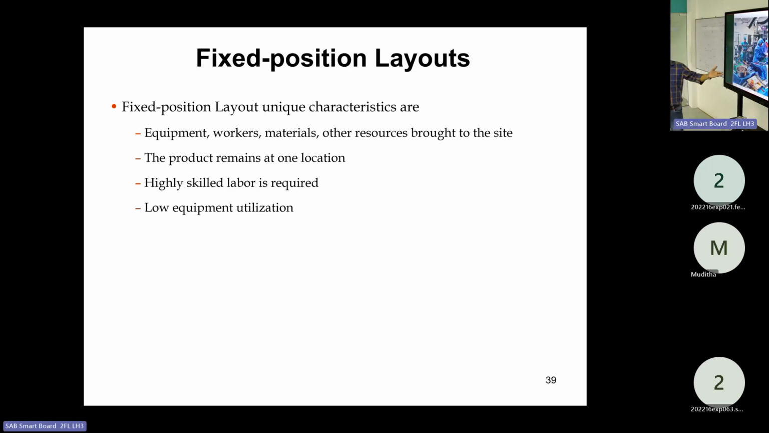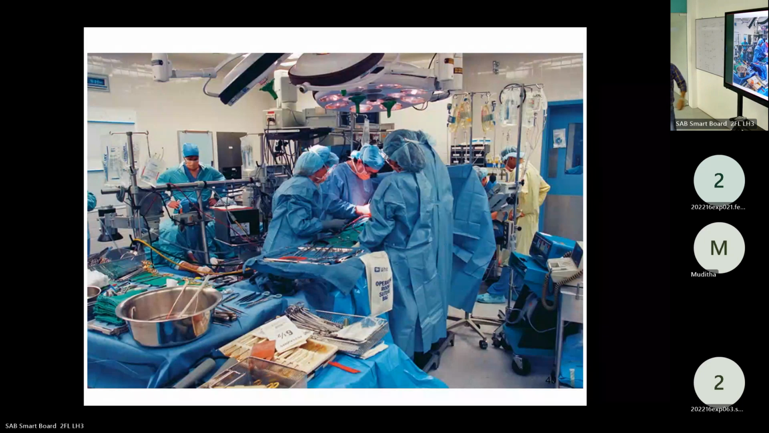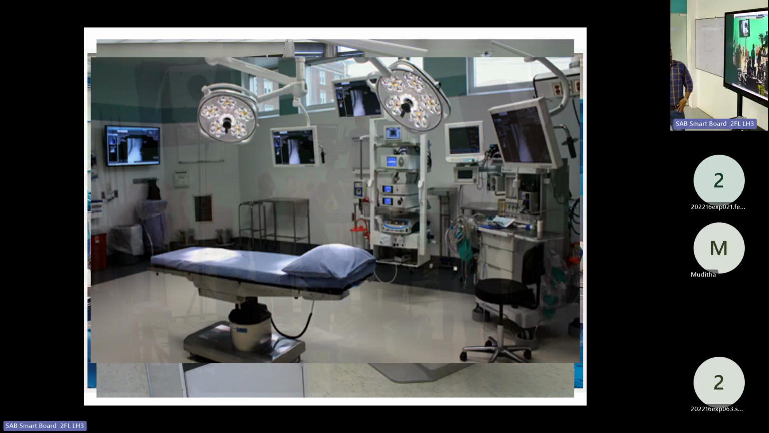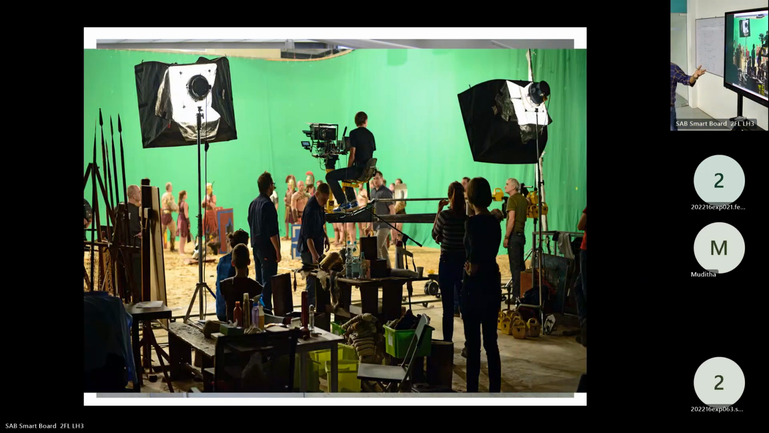So heart surgeries. Patient lying on the bed. Tools and equipments and other machinery are used. Same at the dentist place. Shooting a film at a location also requires this layout.